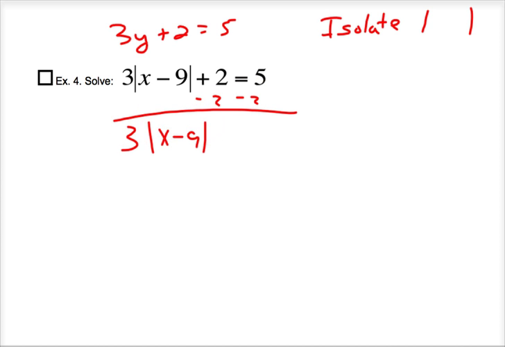So I wouldn't advise distributing the 3. I would subtract the 2. Get 3 times something equals 3. And then I would divide by 3. The absolute value of x minus 9 equals 1.